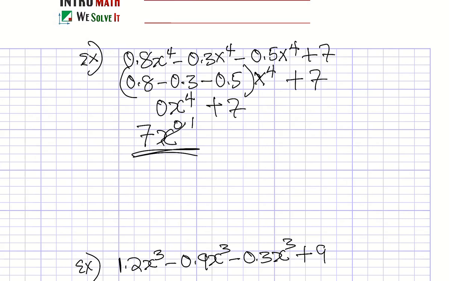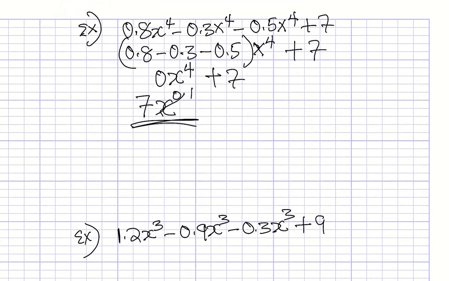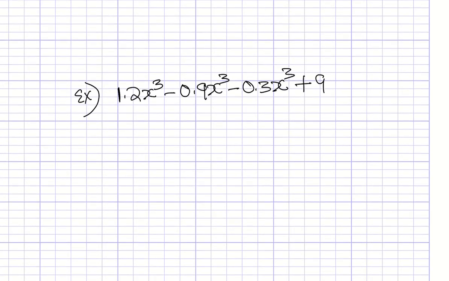What I call that a monomial. A monomial is a polynomial with one term. So 7 is a monomial. It's still a polynomial, you see. Alright, so let's do the next one.